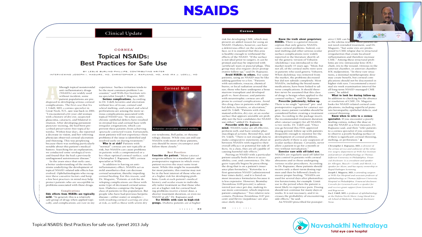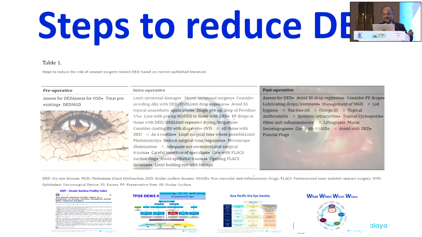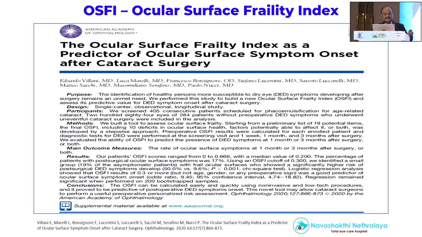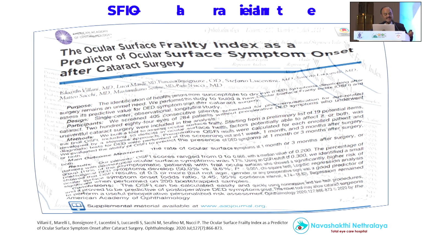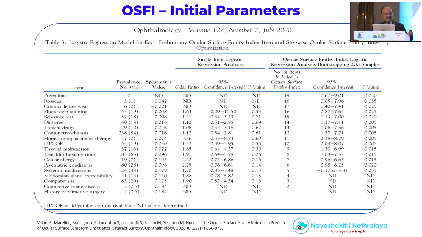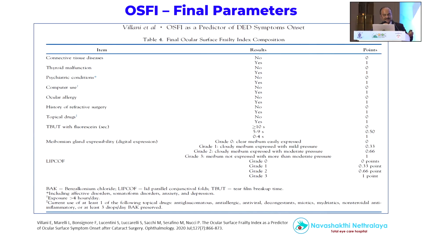And even if there is the slightest doubt, refer to the corneal surgeon, because melting is seen in these kinds of cases. A very novel thing is the ocular surface frailty index. Initially, they looked at these 19 different parameters to see which had the best correlation, and later found these 10 parameters. I'm not going into complete detail because this itself will take 15 minutes.